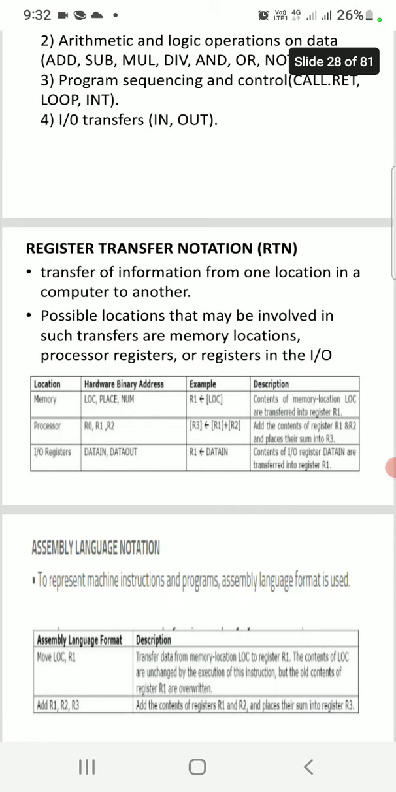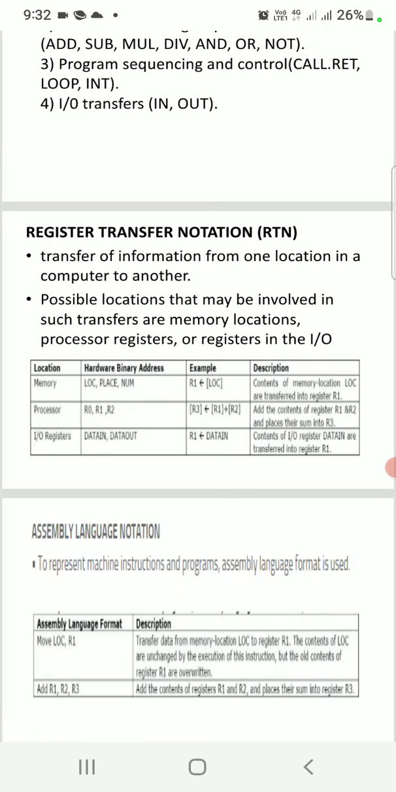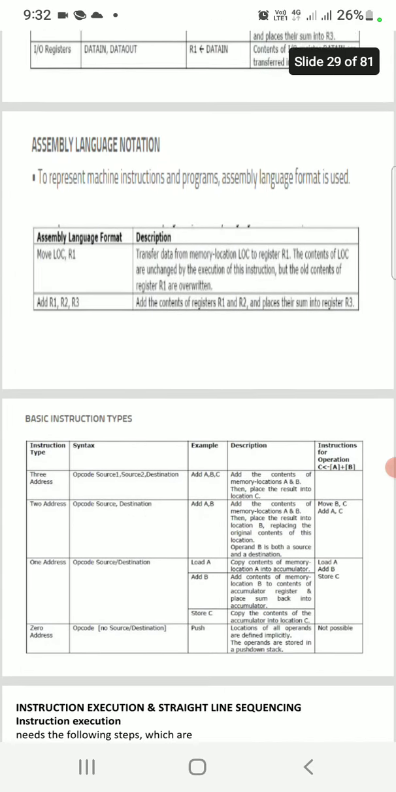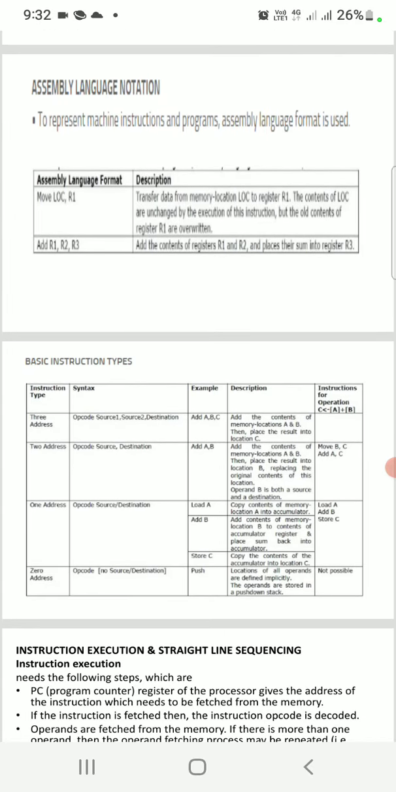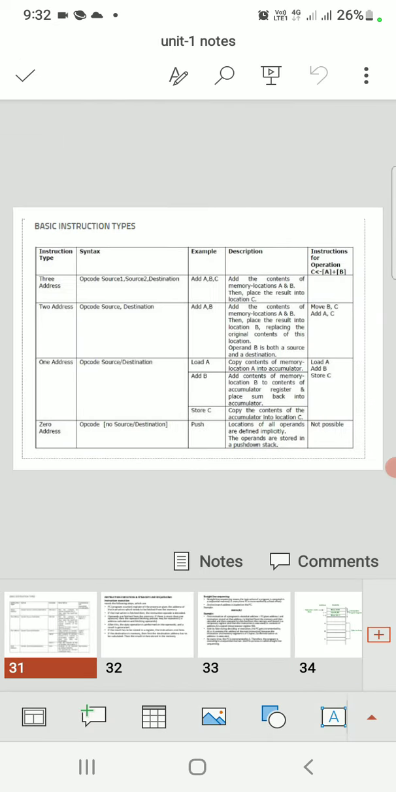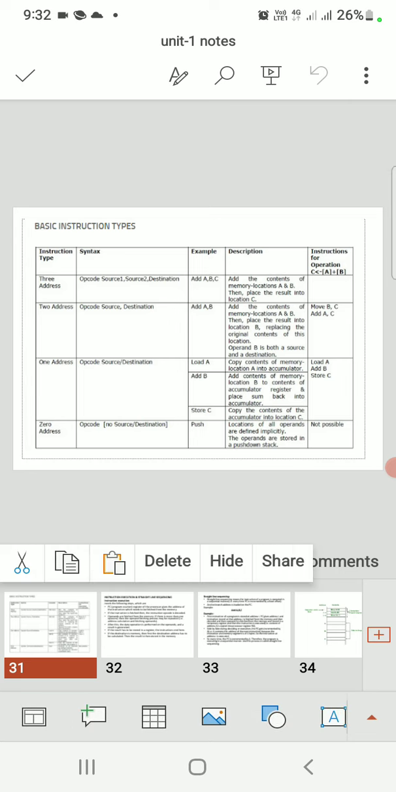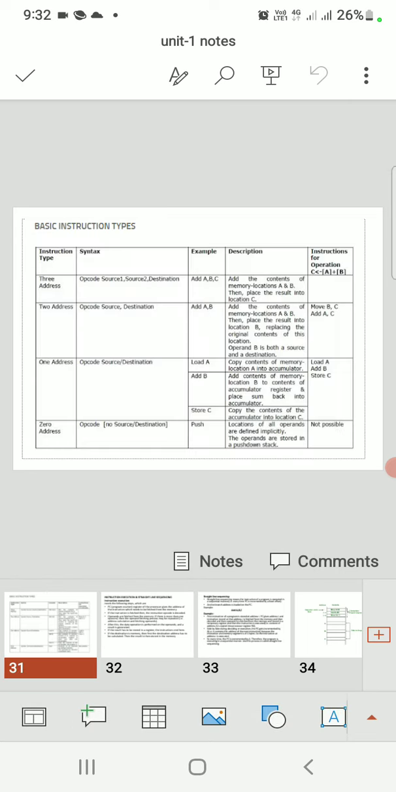This is the register transfer notation explanation, and the assembly language notation explanation. There are basic instruction types.